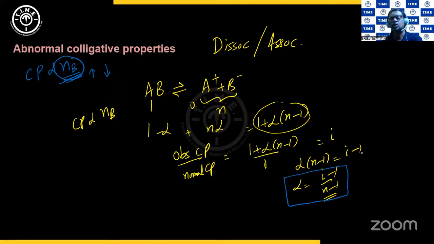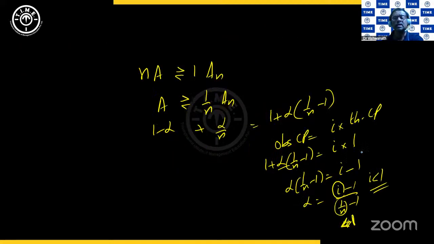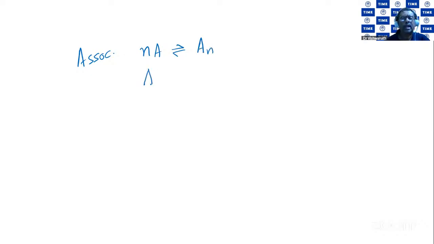But then there can also be association. Now, for association, what are we going to do? So let us check that part. For association, let us say, for example, acetic acid: 2 molecules of acetic acid will join together to form a dimer when acetic acid is taken up in benzene as a solvent. So I can write here n moles of A is going to become 1 mole of An. We could also write like this: 1 mole of A turns into 1 by n moles of An.